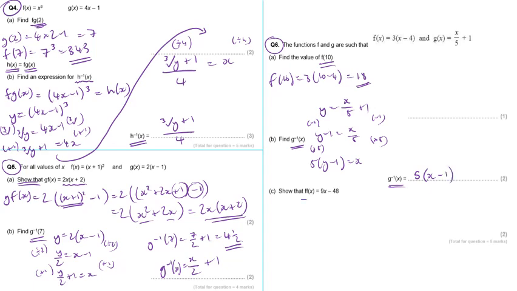Last part, we need to show that f of x is equal to 9x, take away 48. So similar to question 5, we need to make sure those steps are nice and clear. So in place of x here, we're substituting 3 open brackets, x minus 4 close brackets. We could have expanded that before we put it in. Still got that minus 4 at the end. But either way, we need to show our steps nice and clearly.